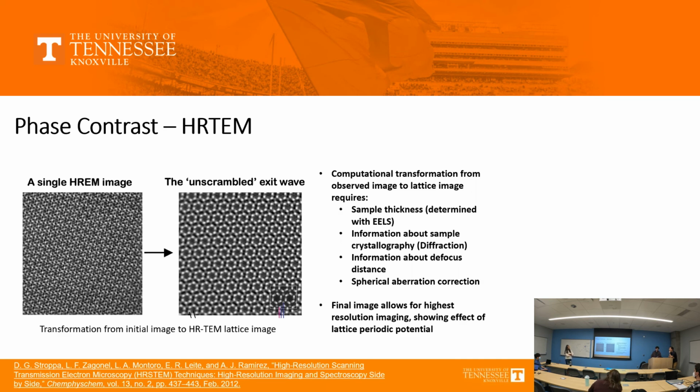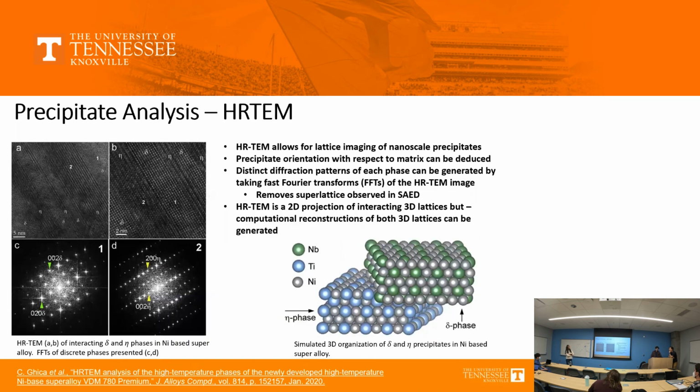And when you're talking about precipitates, this is extremely useful because now when you're trying to characterize the orientation of a precipitate within a matrix, especially on the nanoscale, this is probably the best way to do it because you can actually view the different two-dimensional crystal lattices and how the different angles orient. So I've included an example here of a nickel-based superalloy with delta and eta phases.